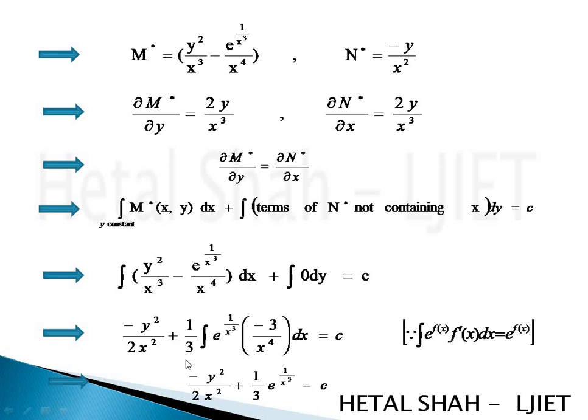which is minus y square upon 2x square plus 1/3 into the e raised to f of x, and our f of x is 1 upon x cube. This is our final answer, right?